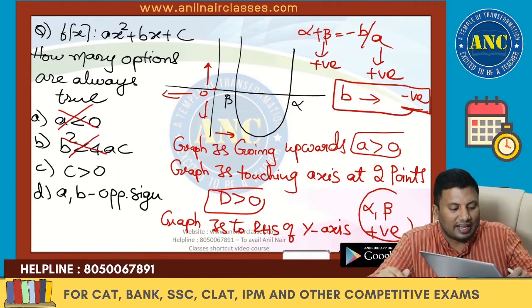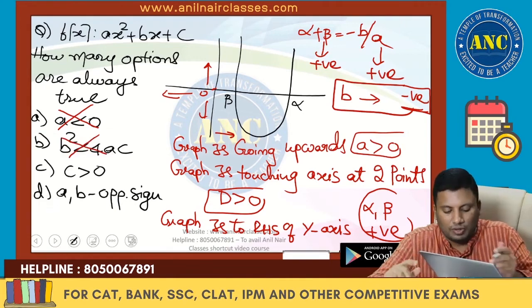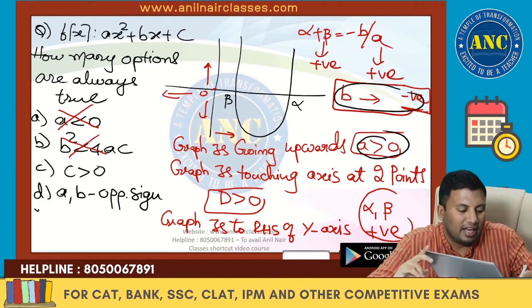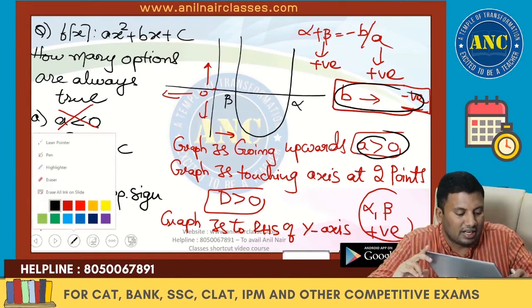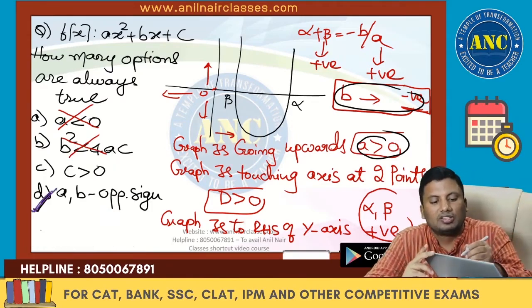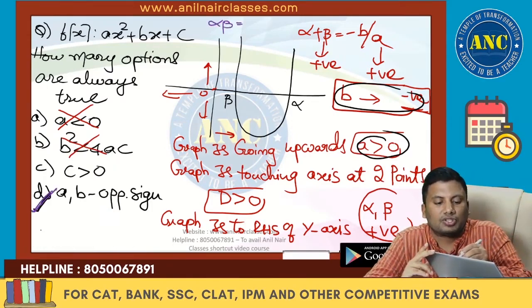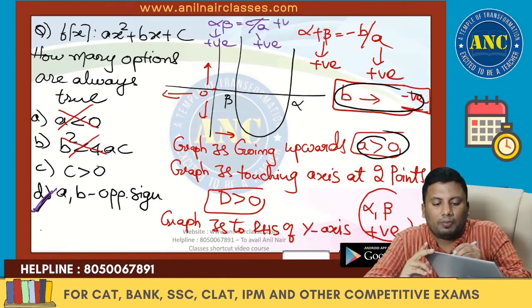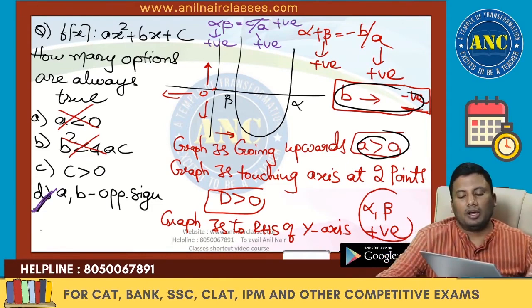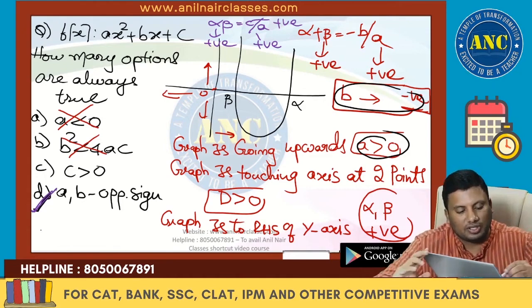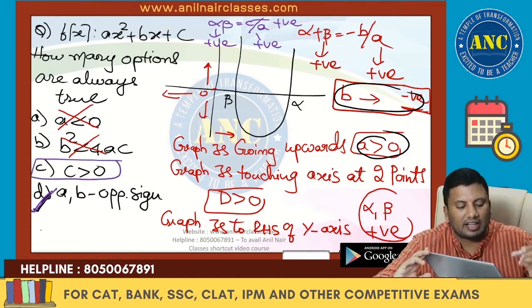If b is negative, a is positive. A is positive here, b is negative here. A and b are of opposite sign. This is possible. Similarly, the product of the roots is c by a, both positive. A is positive, so c will also be positive. That means c is greater than 0.